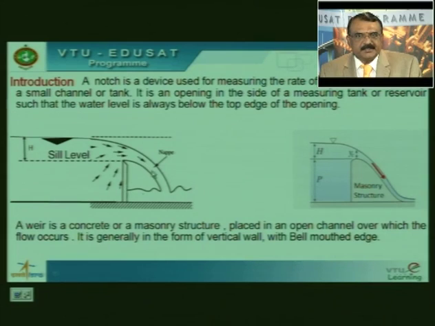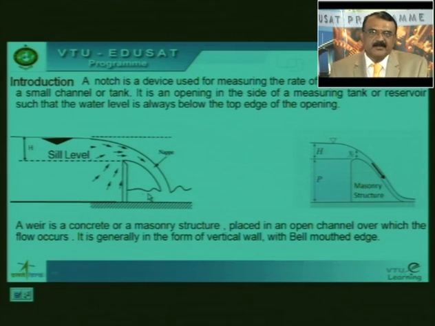Now look at this, this is the profile of the jet. Now this is the wall of the notch, and kindly concentrate on this portion. So this is the free jet and this is the wall of the notch. If I fill this portion with concrete or masonry, this acts as a solid wall, then this structure behaves as a weir, or this masonry structure is called a weir.